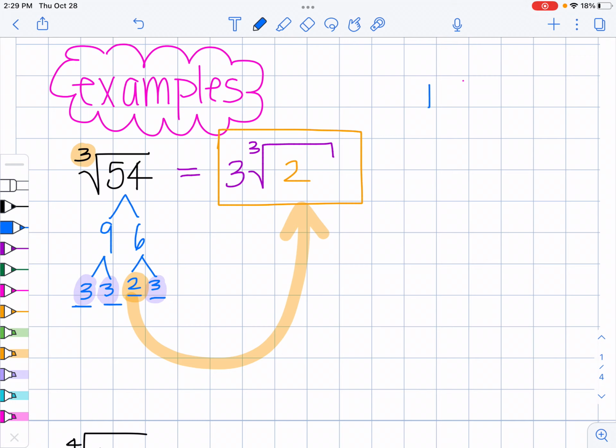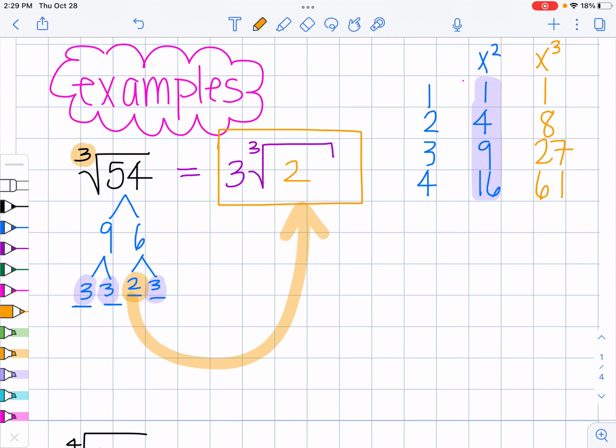Just as an example, if I take my number and I square it, I get 1. 2 times 2 is 4. 3 times 3 is 9. 4 times 4 is 16. These numbers are perfect squares. Now I can cube my numbers. 1 times 1 times 1 is 1. 2 times 2 times 2 is 8. 3 times 3 times 3 is 27. 4 times 4 times 4 is 64. Okay? These numbers are perfect cubes.